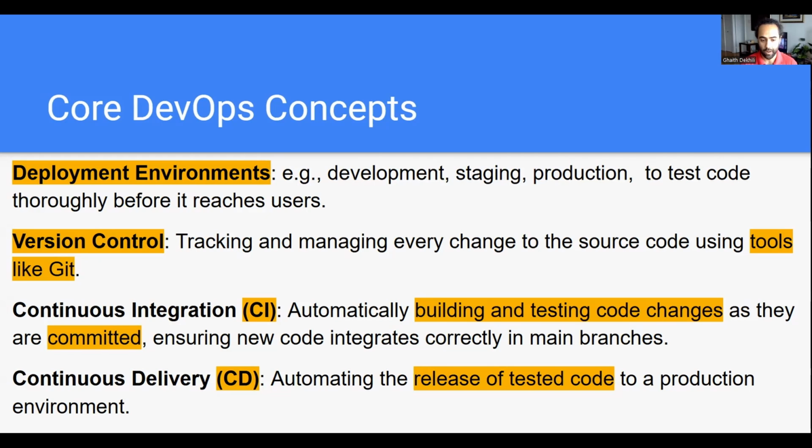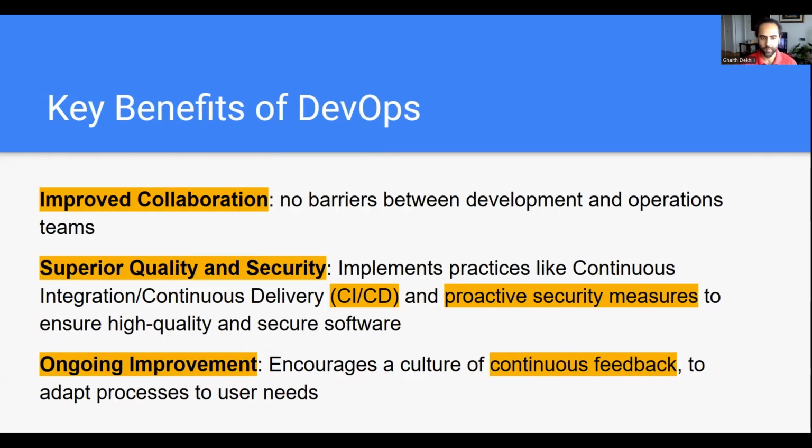CI/CD are two other core concepts of DevOps, which consist of building and testing code changes once committed, and automating the release of this tested code. Thanks to all these DevOps pipelines, we have improved collaboration between development and operations teams. We have superior quality and security, thanks to CI/CD and proactive security measures. And of course, improvement is ongoing, thanks to continuous feedback from users and testers.